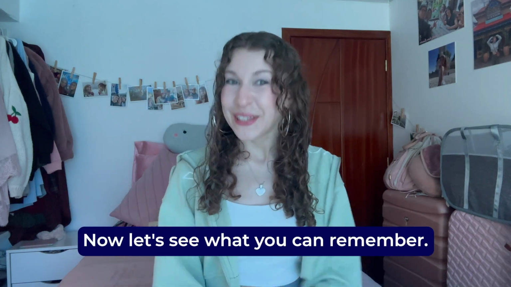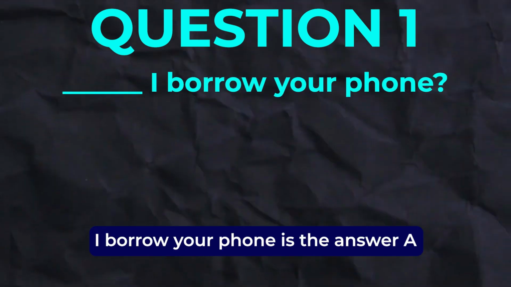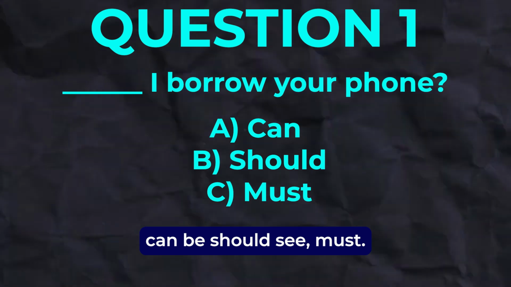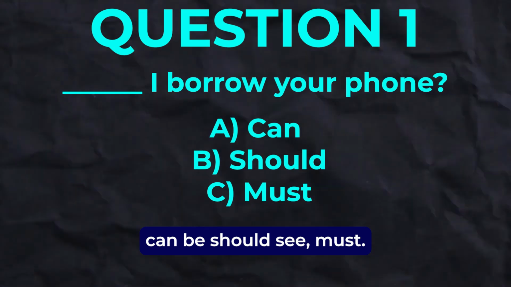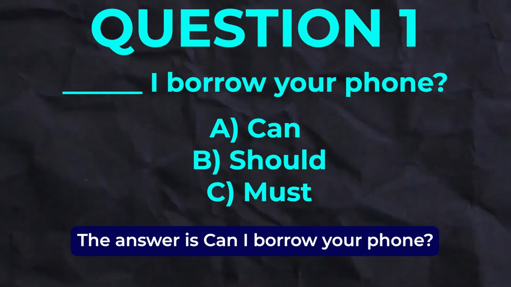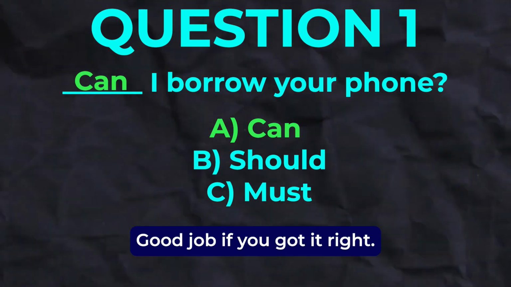Now let's see what you can remember. Question 1. I borrow your phone. Is the answer A, can, B, should, C, must? The answer is, can I borrow your phone? Good job if you got it right.